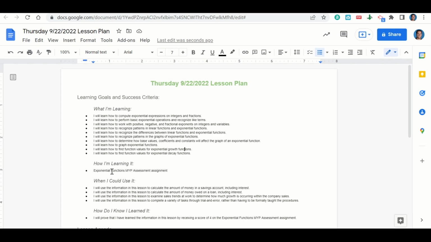How are we learning it? Through the exponential functions MYP assessment assignment. When can we use the information in this lesson?